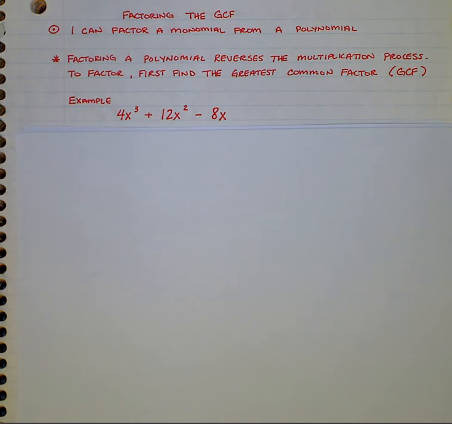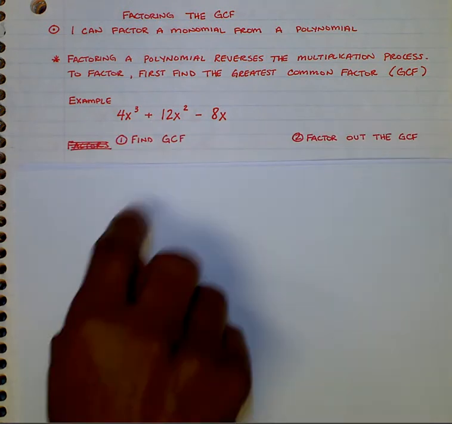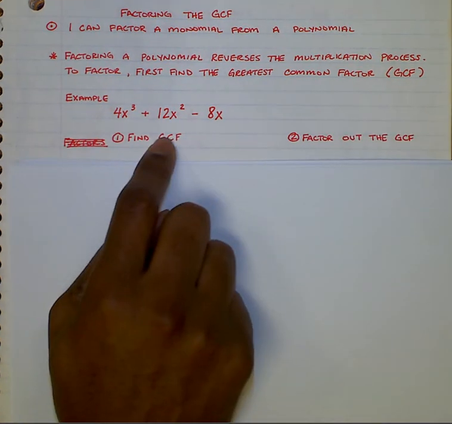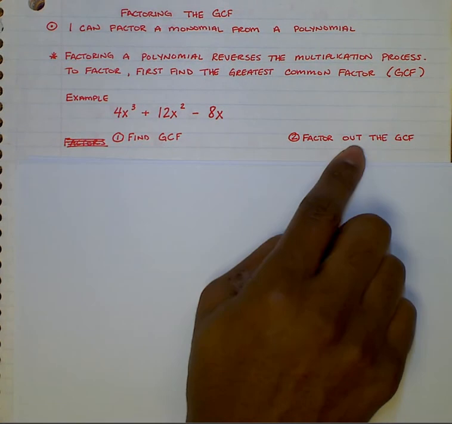Okay, so here's an example that we'll go through kind of a little bit more in depth. I won't expect you to do this every problem, but I want you to see what we're doing with more detail. So we have 4x cubed plus 12x squared minus 8x. We want to factor this problem. Okay, and there's two steps to factoring. The first thing that we're going to do is find the GCF, the greatest common factor, and then we're going to factor it out. We're going to take it out.